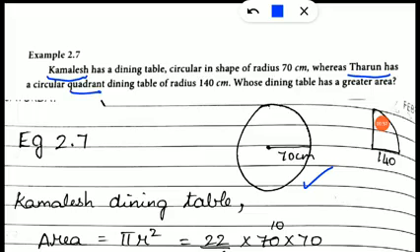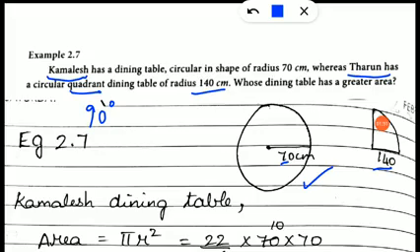Quadrant means how many degrees I told you? 90 degrees. Okay, quadrant means 90 degrees. So Kamlesh's dining table has 70 centimeter radius and Tarun's dining table has 140 centimeter radius. First you are going to draw these 2 pictures, just by reading the question. Then we take the given and write: Kamlesh's dining table radius is equal to 70 centimeter. Tarun's circular quadrant dining table radius is equal to 140 centimeter.